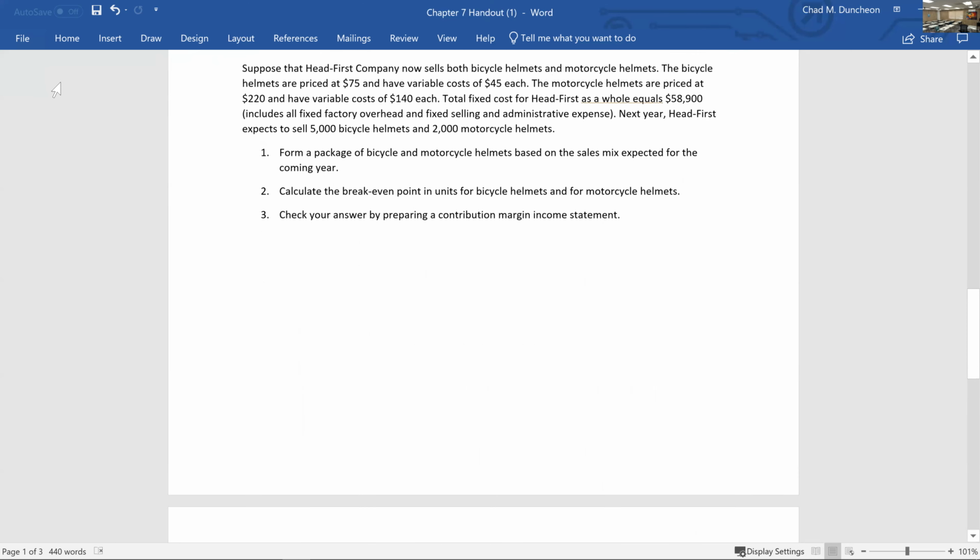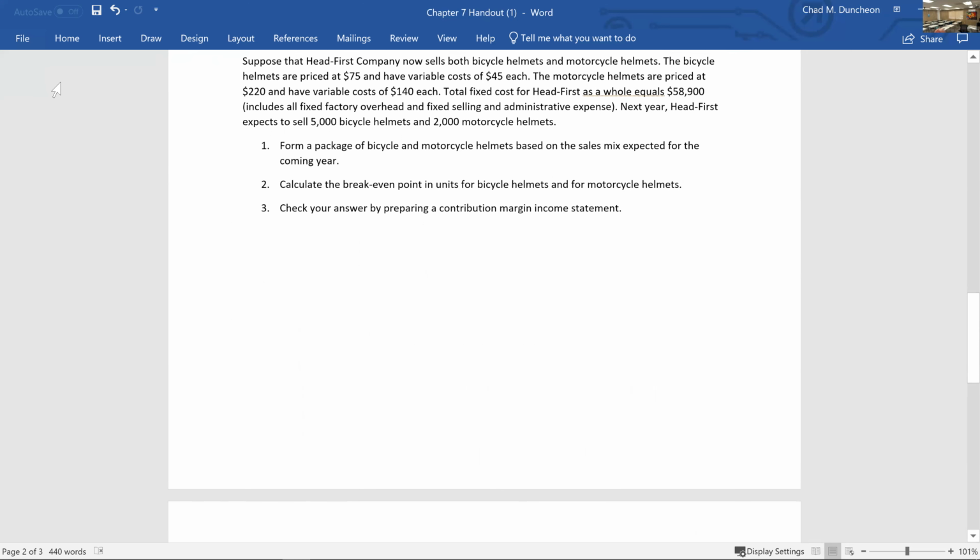All right, next. Suppose that now this company wants to start selling some motorcycle helmets also. We have the same kind of information for our bicycle helmets, selling price 75, variable cost per unit 45. But now we have a motorcycle helmet that we're going to sell for $220 with a variable cost of $140, and it gives us a new total fixed cost of $58,900. And then it says we expect to sell 5,000 bicycle helmets and 2,000 motorcycle helmets.